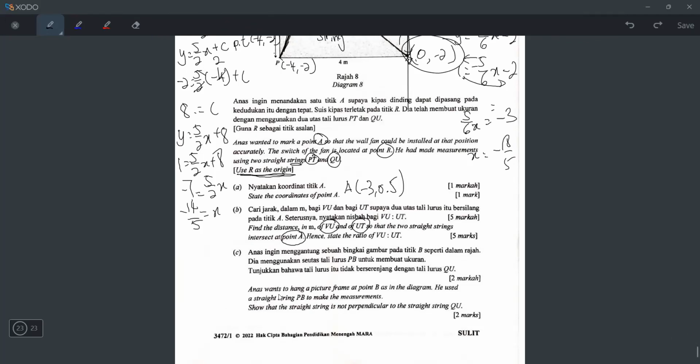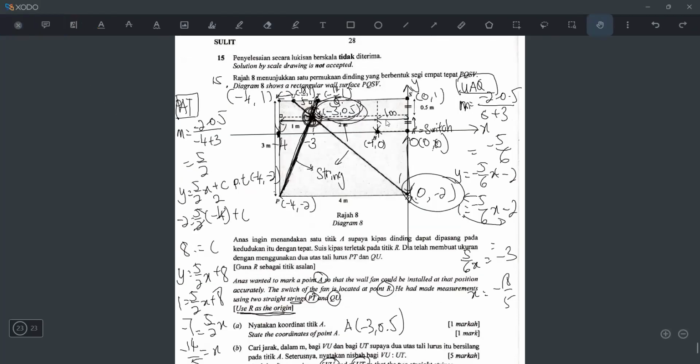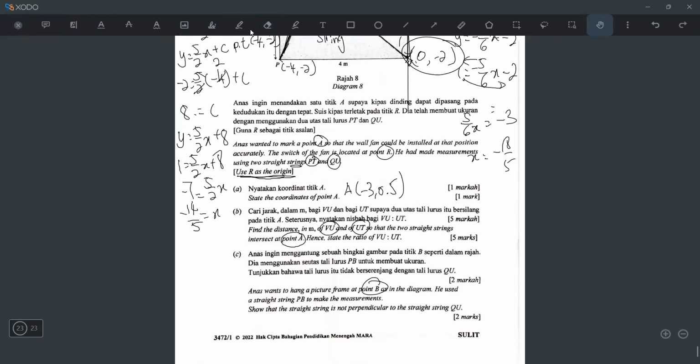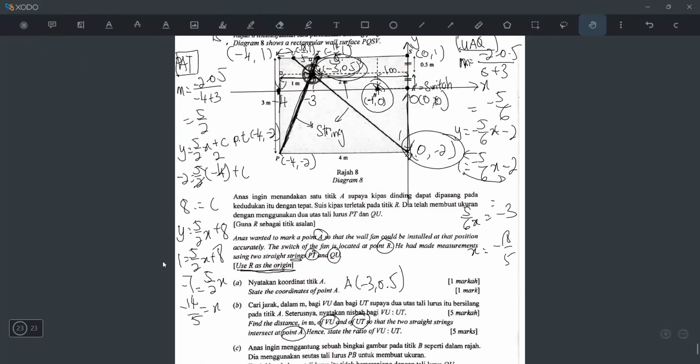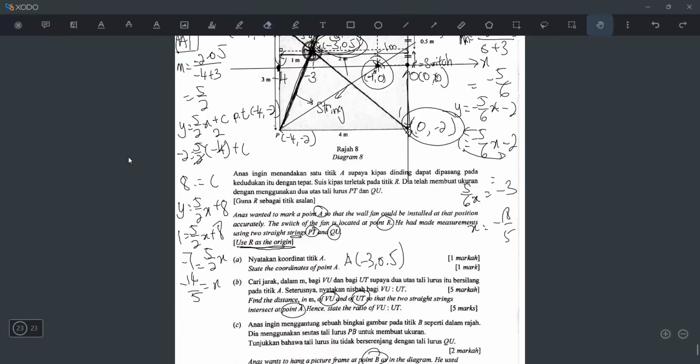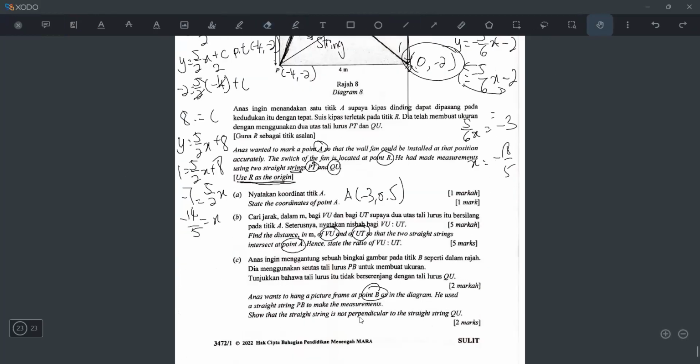Okay, Anas wants to hang a picture frame at point B as in the diagram. So where is B? Oh, it's not here. Oh, here. Yeah, found it already. So point B, this one. And then it says he used a straight string PB to make the measurement. So definitely a new line P to B, a new string. And then it says show that the straight string is not perpendicular to the straight line QU.